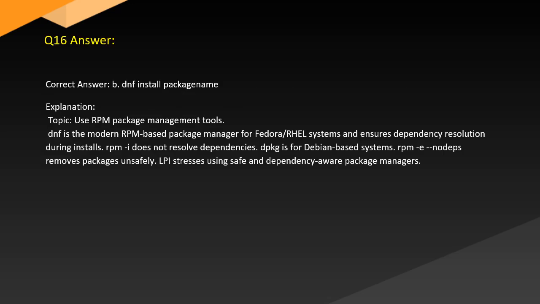Answer. Correct answer. B. dnf install package name. Explanation. Topic. RPM package management. dnf is the modern RPM-based package manager for Fedora systems and ensures dependency resolution during installs. rpm does not resolve dependencies. apt-get is for Debian-based systems. rpm -e removes packages unsafely. LPI stresses using safe and dependency-aware package managers.